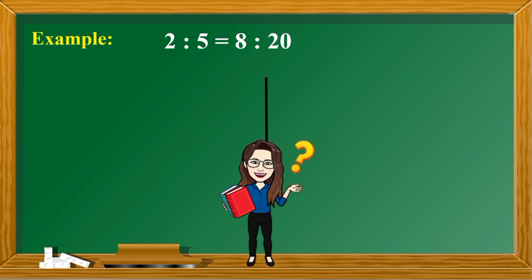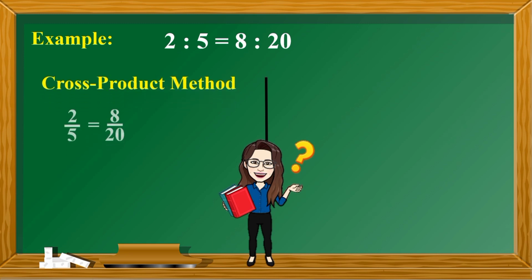First is by using cross-product method since the ratios are written in fraction form. 2:5 is equal to 8:20. In this method, we will simply cross-multiply. 2 times 20 is equals to 40. 5 times 8 is equals to 40. As we can see, the cross products are equal. Therefore, the ratios are proportion.